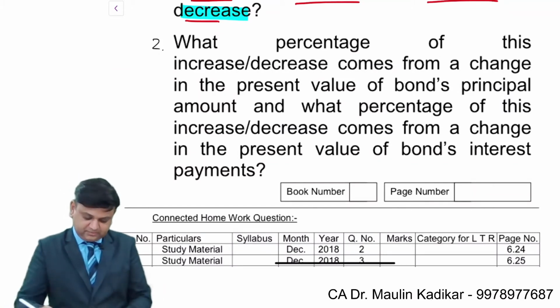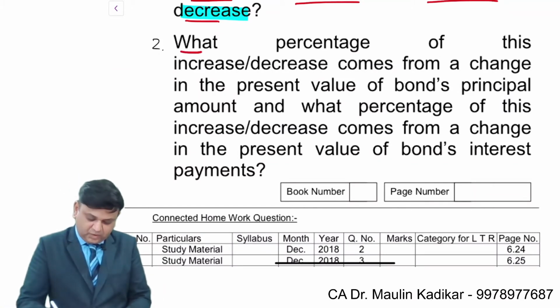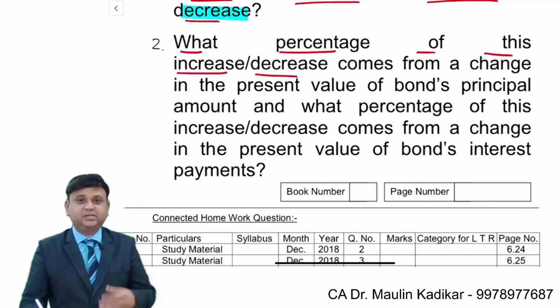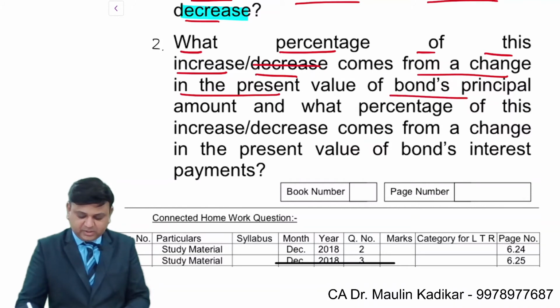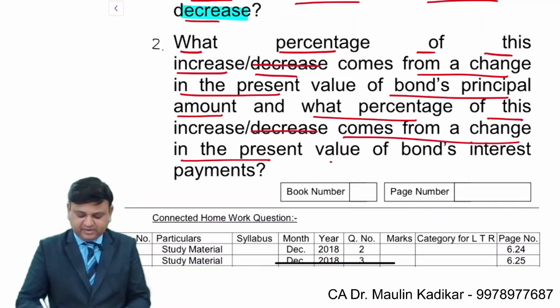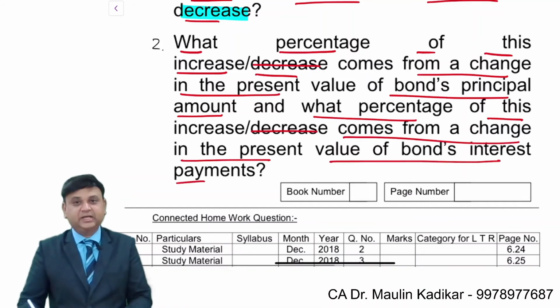Second part of the question: what percentage of this increase comes from the change in the present value of the bond's principal amount, and what percentage of this increase comes from the change in the present value of the bond's interest payment. That is the question.